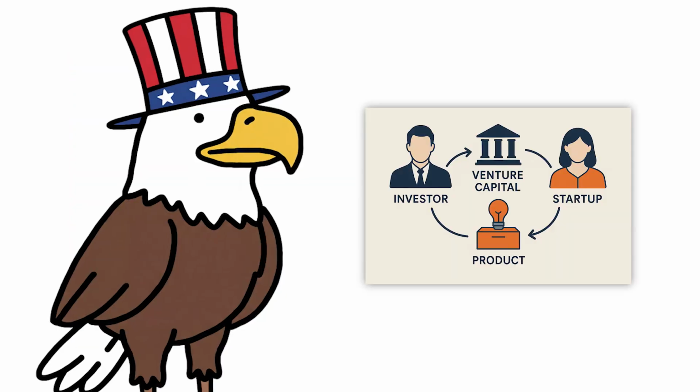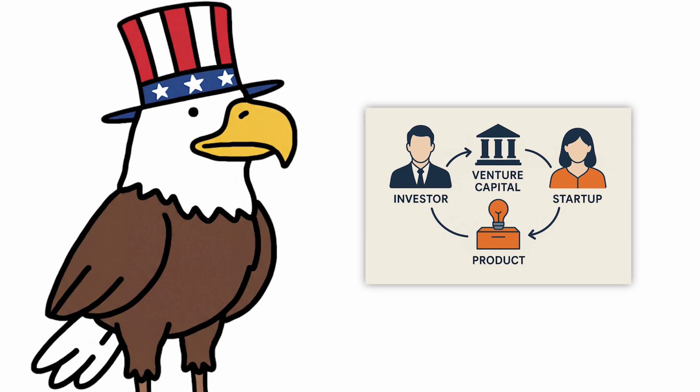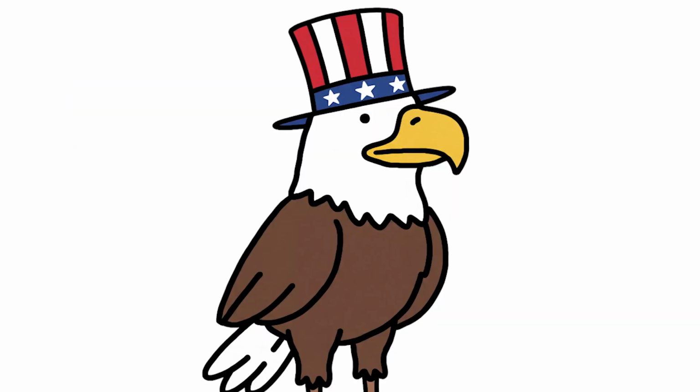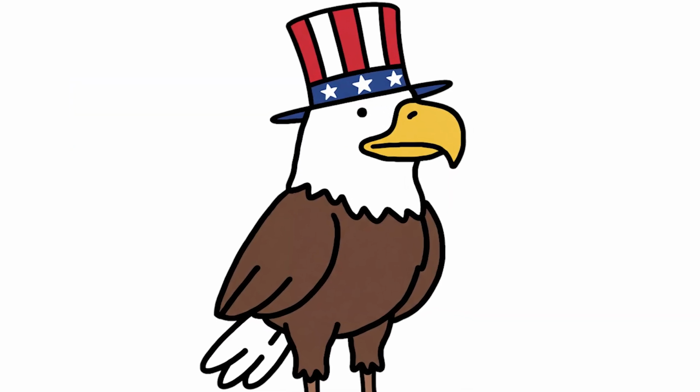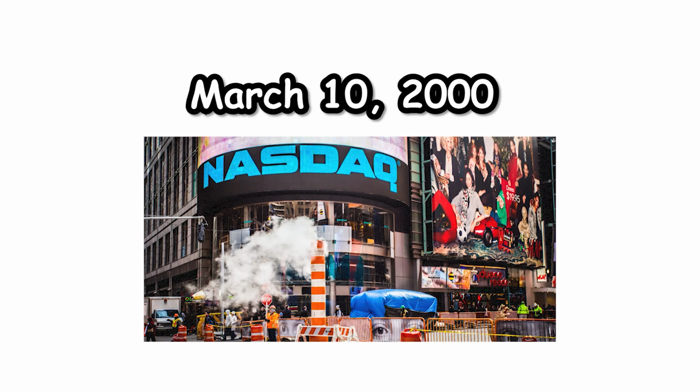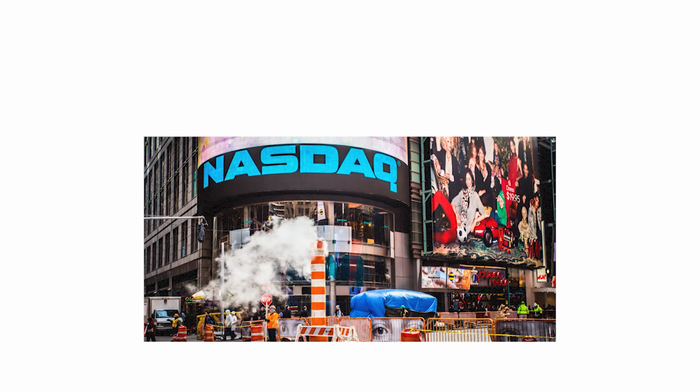Here's how it worked. Venture capitalists funded startups with zero revenue. Analysts recommended buying those startups. Retail investors piled in, not because the companies were worth anything, but because they figured someone else would buy the stock for more tomorrow. And for a while, that actually worked. The NASDAQ rose 86% in 1999 alone, peaking at 5,048 on March 10th, 2000.